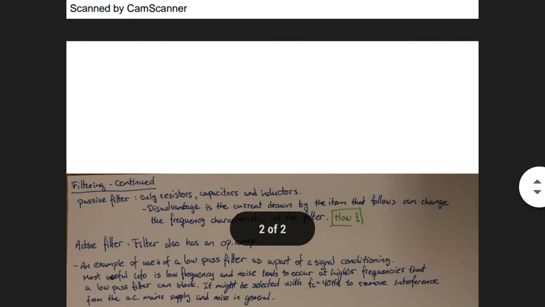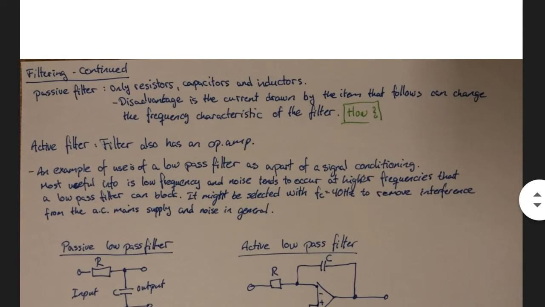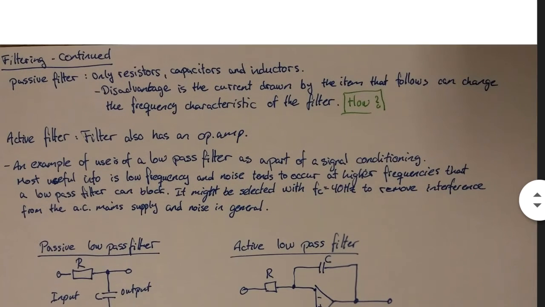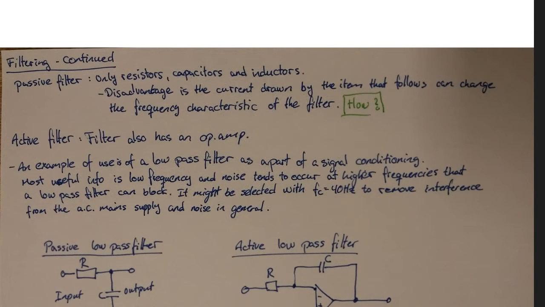Now, if we continue, we also have 2 categories of filters that all contain these 4 types of filters that I talked about. We have passive filters that only contain resistors, capacitors, and inductors. The disadvantage of those is that the current drawn by the item that follows can change the frequency characteristic of the filter. And here it would be good to try and find out why.